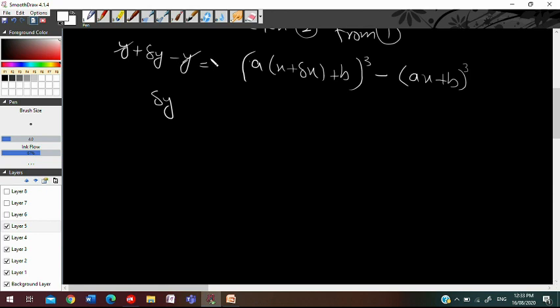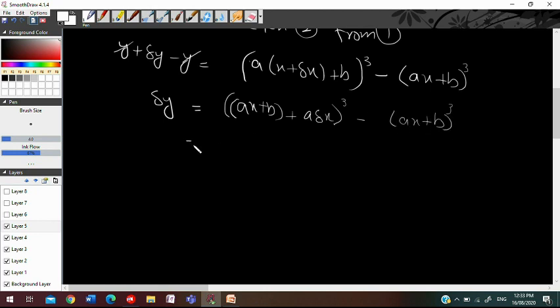So delta y is equal to, now again here we have this, you can decide first and second term for the convenience of our calculation. So we take ax plus b as our first term and a delta x as our second term. Power is the same and the second term is also the same.